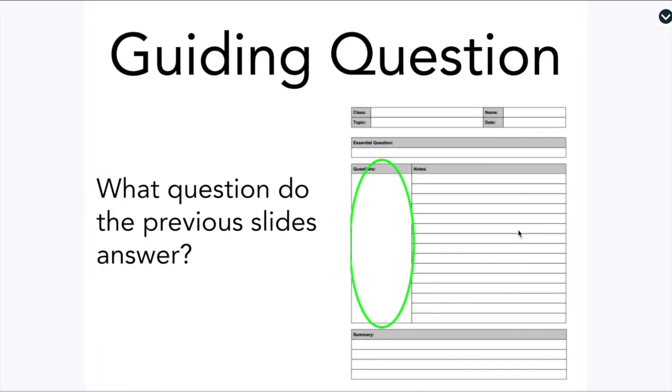All right, what question do the previous slides answer? Go ahead and fill that out right here.